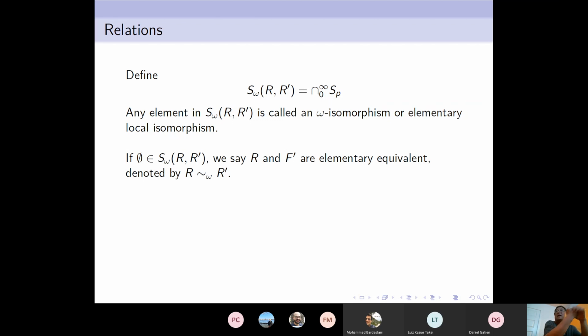So here, if the empty set is an elementary local isomorphism, excuse me, it's a typo, R and R prime, not F prime, sorry. R and R prime are elementary equivalent, we say, and denoted by this. That means from the empty set, we can keep adding elements and still get a local isomorphism. So we can start from nothing and build up our local isomorphism with more and more elements.